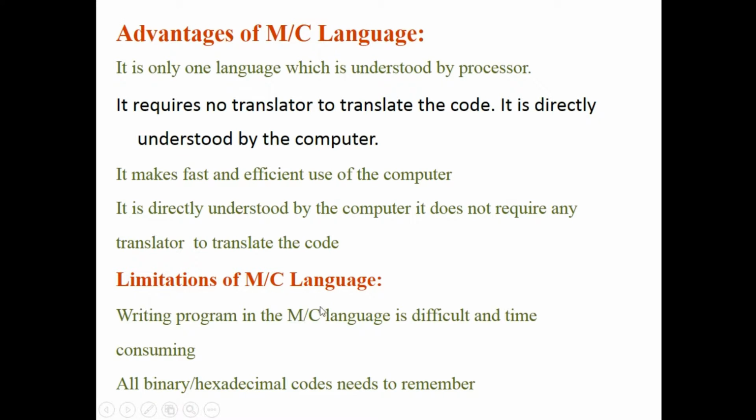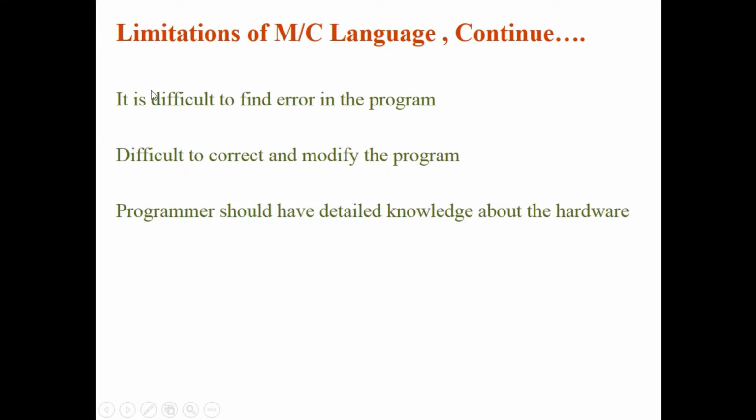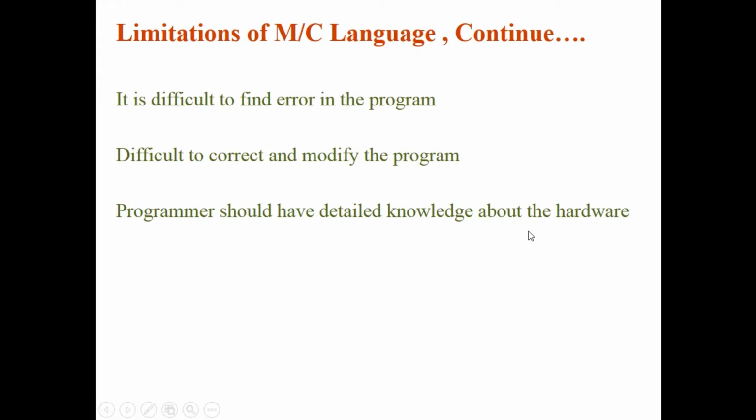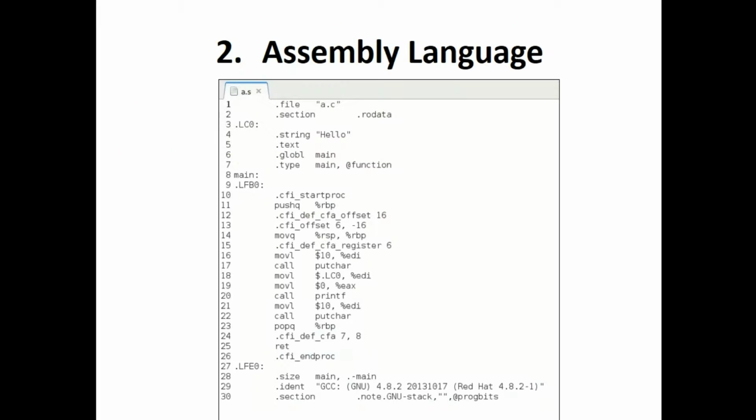And a limitation of machine language is that writing programs in machine language is difficult and time consuming for the users. All binary or hexcodes need to be remembered, and it is difficult to find errors in the program, at what particular line we made a mistake in the files of zeros and ones. We will not be able to see where we made the mistakes because we have the whole thing in zeros and ones. It is difficult to correct and modify the program. The programmer should have detailed knowledge about the hardware.